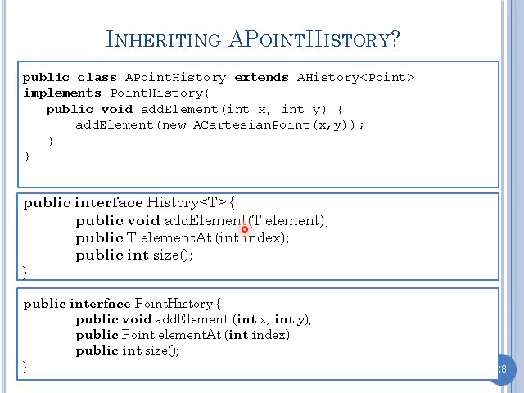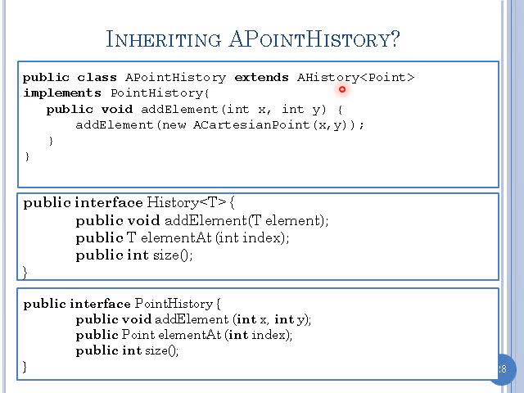Inheritance is not going to do it for me. Before you guys had inheritance, were you not being able to reuse code? You could reuse code even then, right? So let's go and see. My point history here is a history. I have the is a relationship between a point history and a history. What other kind of relationship could I have? If I had a has a relationship, could I somehow reuse the code?